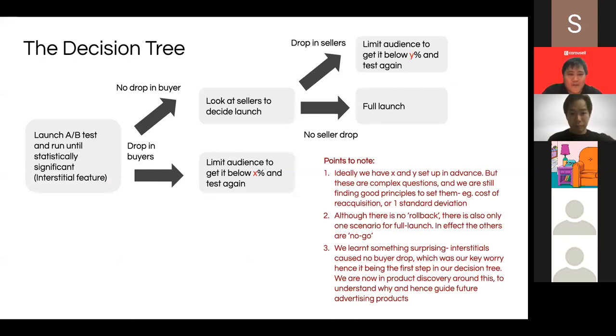We do want to be measuring both of these things. In the absence of Y or X, we can just put 1%, for example, and see what happens. But this is work that actually takes a long time. And the moment a company understands, for example, customer lifetime value, that unlocks so much more you can do in terms of trading off revenue and users. But for Carousell, we're still trying to think about that. Is it cost of reacquisition? Do we think about one standard deviation drops, and so on? Still discussing and figuring it out.